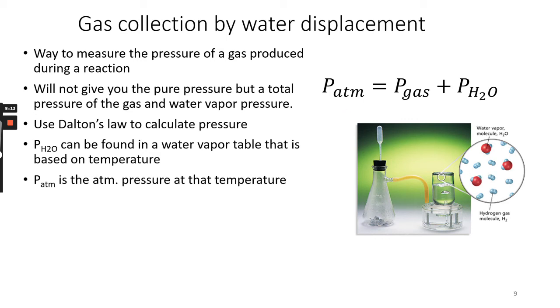So as it turns out, your atmospheric pressure is equal to the pressure of the gas plus the pressure of the water vapor. This pressure of the water vapor is tabulated already for you, so you can look it up in a table, which are called water vapor tables. All you need to know is the temperature. So at a certain temperature, you're always going to have so much water vapor in the air. So then you can subtract that. So you can rearrange this and get that the pressure of your gas is P atmosphere minus the pressure of the water.